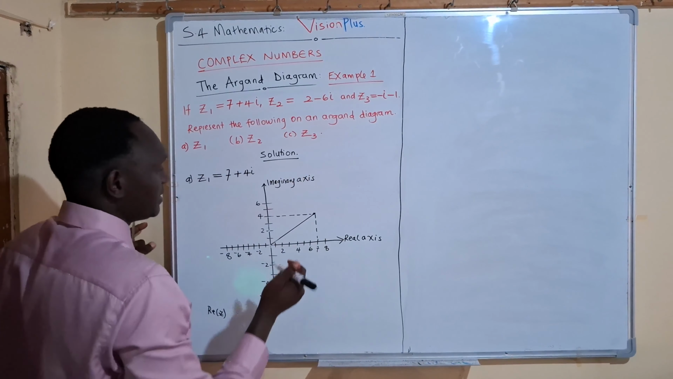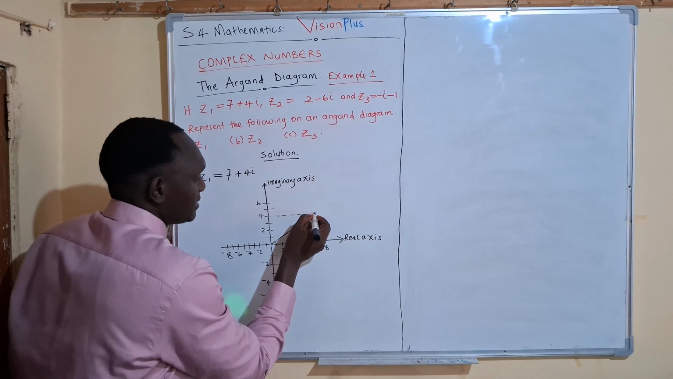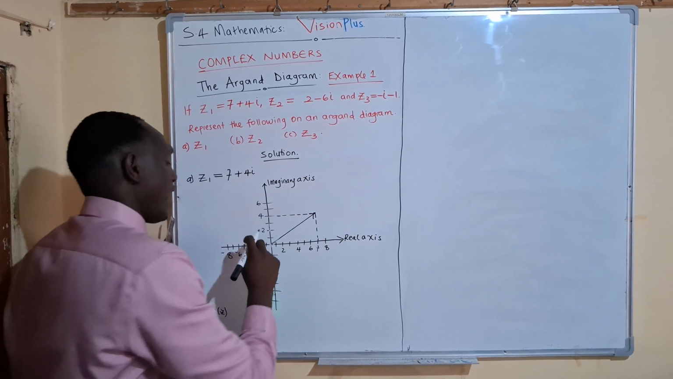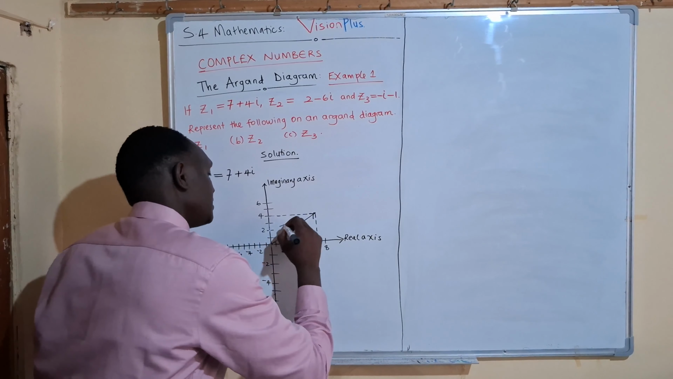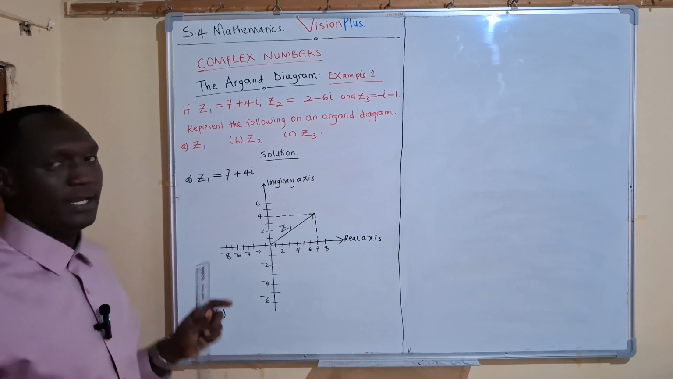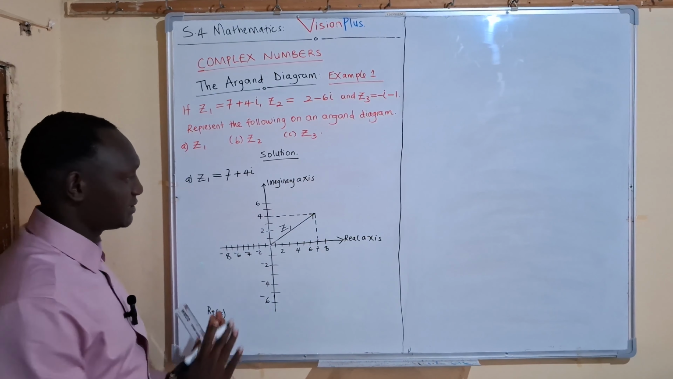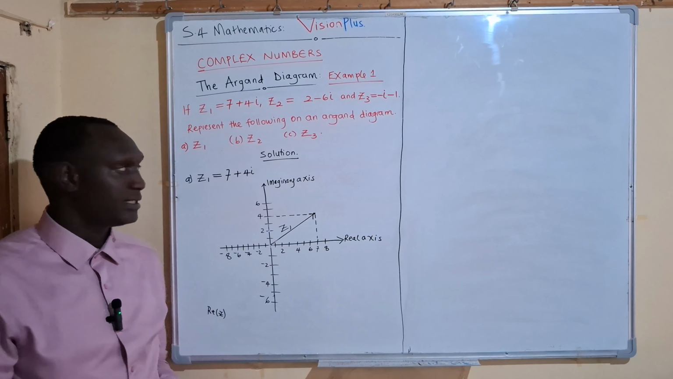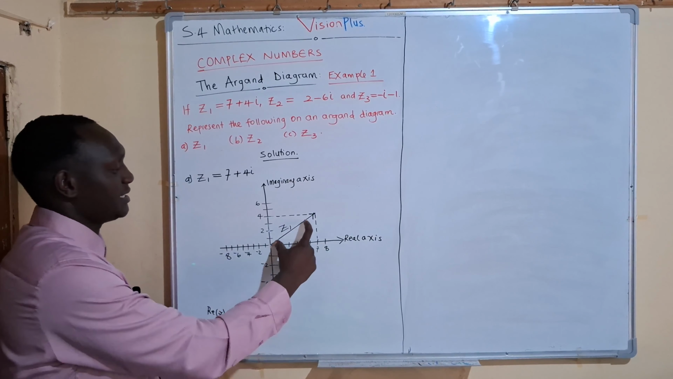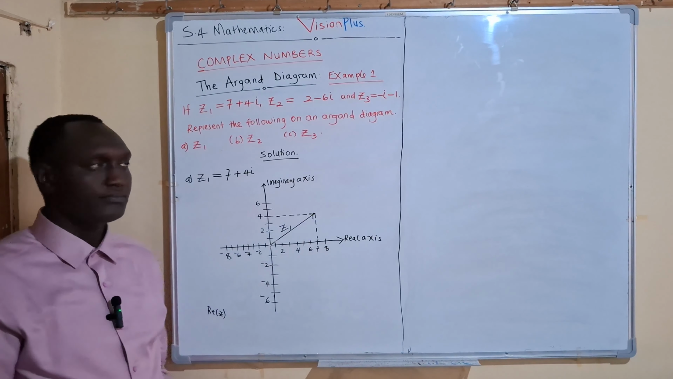And then remember, we said it is a vector quantity. It has direction. So we say this is the direction of the complex number. Put an arrow at the top. And then you just mark it and say, this is my complex number Z1. And then you leave it like this. This is the Argand diagram where we have represented Z1.